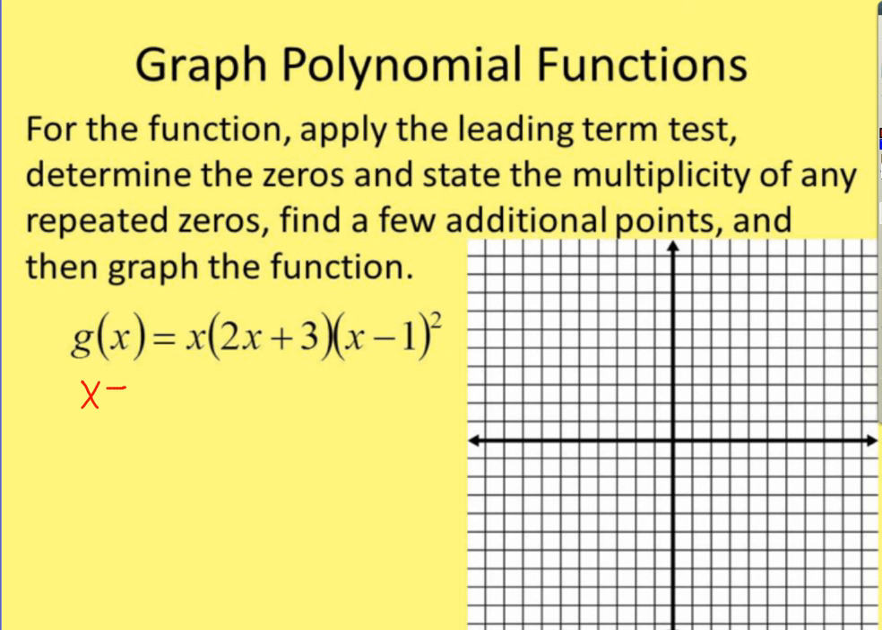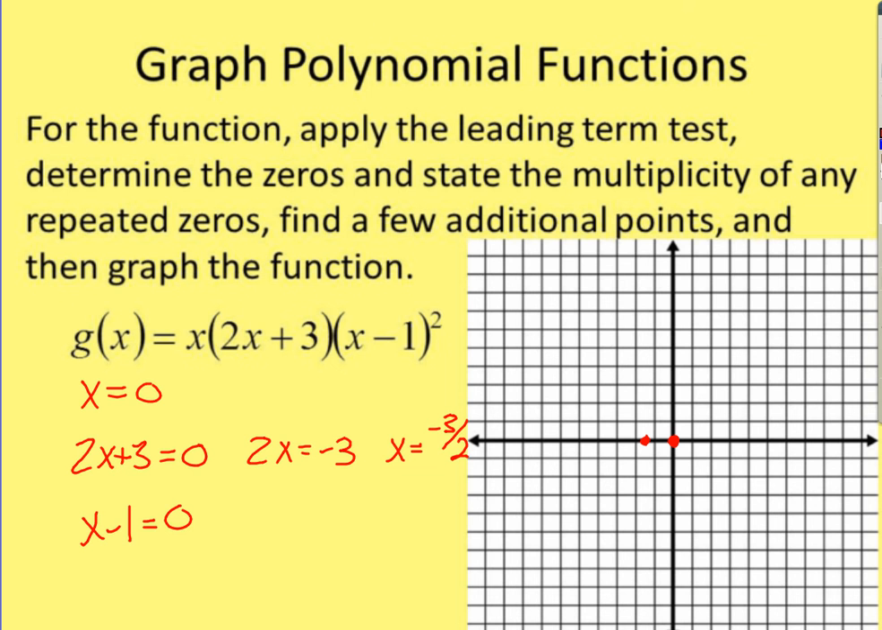So we have x is equal to 0. We have 2x plus 3 is equal to 0. And we have x minus 1 is equal to 0. On the first one, x is just equal to 0, so you can go ahead and graph that point. On the next one, to get the x by itself, we're going to subtract that 3. Then we're going to divide both sides by 2, so we get x is equal to negative 3 over 2. So we know it's going to cross the x-axis at negative 1.5.